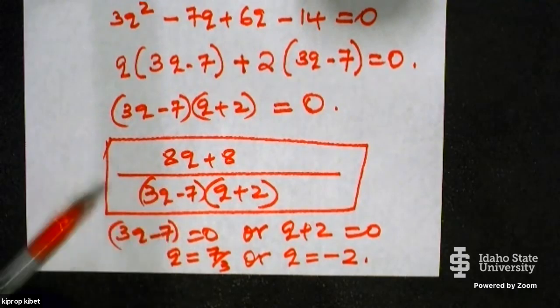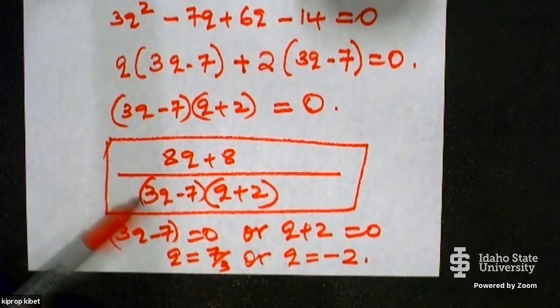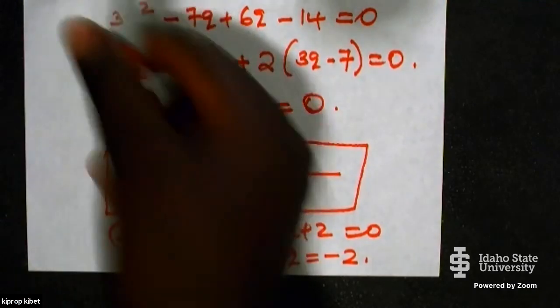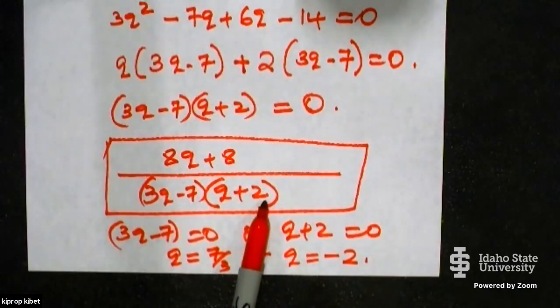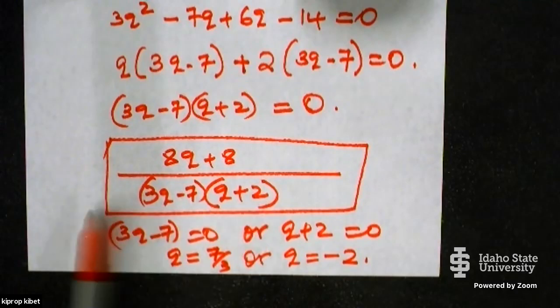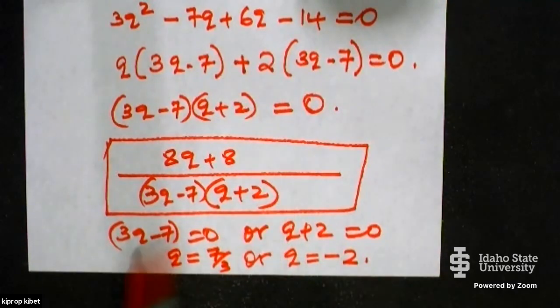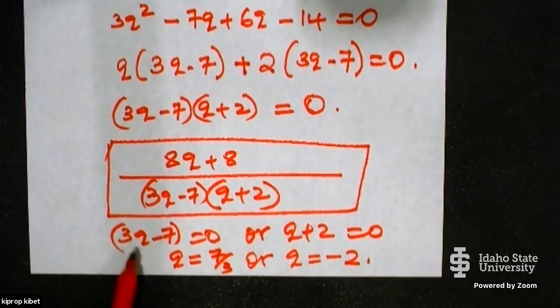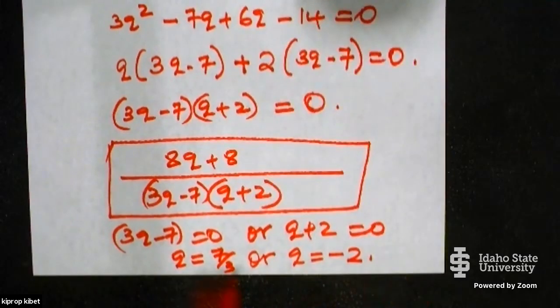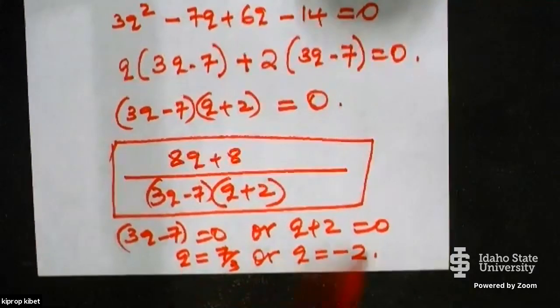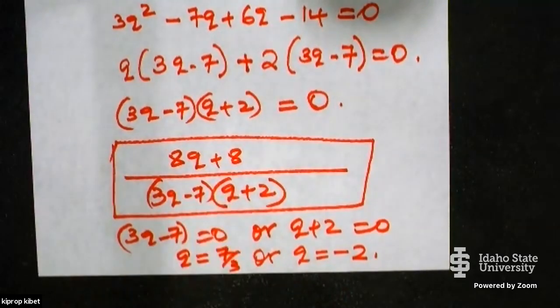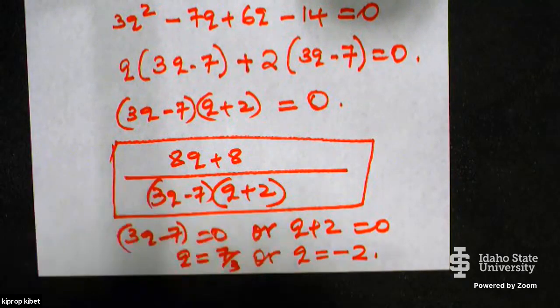All right, so you simplify the expression, the denominator there, so you get this. And then for this expression to be undefined, then this should be equal to 0. So when you equate this to 0, and using the zero product property, then 3q minus 7 equals to 0, or q plus 2 equals to 0. So q equals to 7 over 3, or q equals to minus 2. So when you replace each one of them here, then it will give us the undefined expression. Okay.